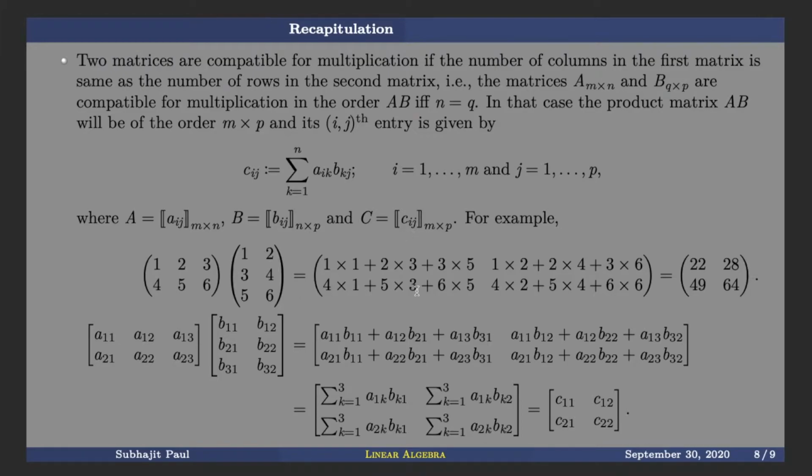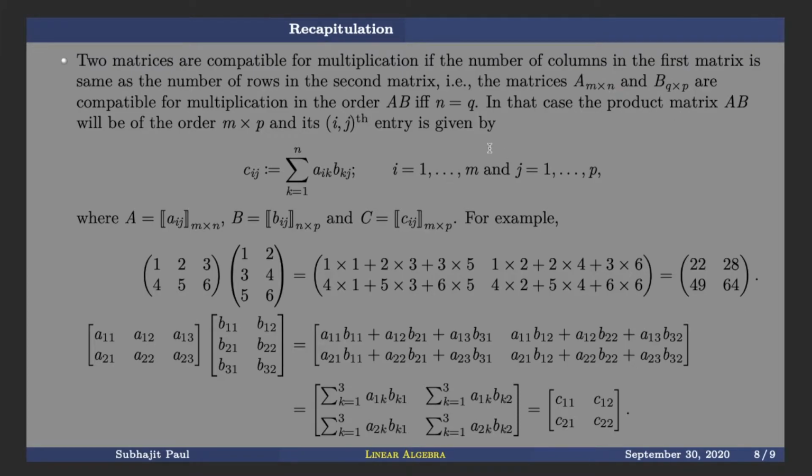Now this is an example: 1, 2, 3, 4, 5, 6 times 1, 2, 3, 4, 5, 6. What is the order of the first matrix? It is 2 by 3, and the second one is 3 by 2. So this is a 2 by 3 matrix and this is a 3 by 2 matrix. When we multiply them, the product matrix will be 2 cross 2.